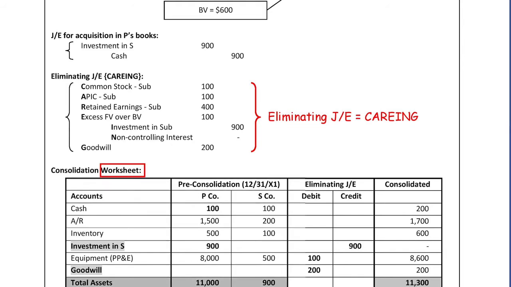So put a box around worksheet, where you first have the pre-consolidation numbers, and then you make adjustments for the eliminating journal entries. Draw an arrow from where you've written eliminating journal entries to the two columns that you have on the consolidation worksheet. And this helps you get to, highlight, consolidated financial statements.